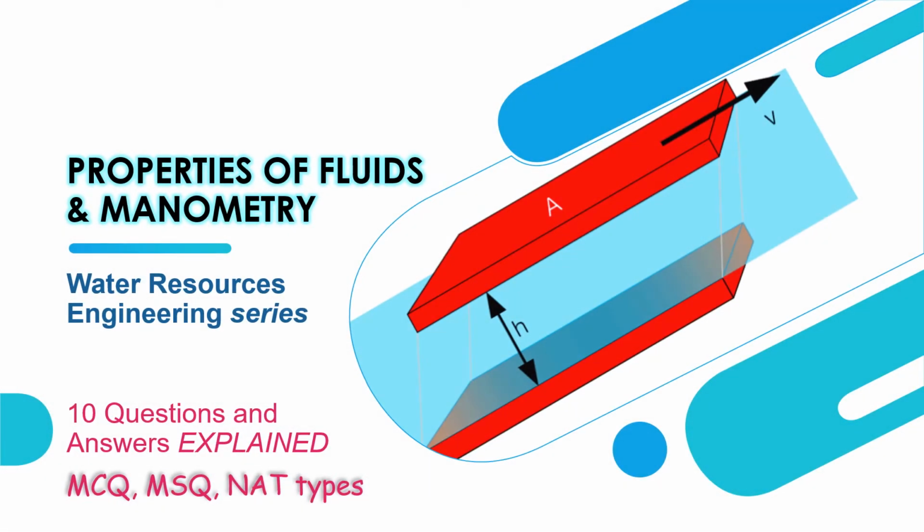In process engineering, we study fluid mechanics, hydrology, hydraulics, and irrigation. In fluid mechanics, we study properties of fluids, fluid statics, fluid dynamics, fluid kinematics, and flow through pipes. So in this video, we are going to learn some concepts behind properties of fluids and manometry and the corresponding pressure measurement. Now let's get into it.